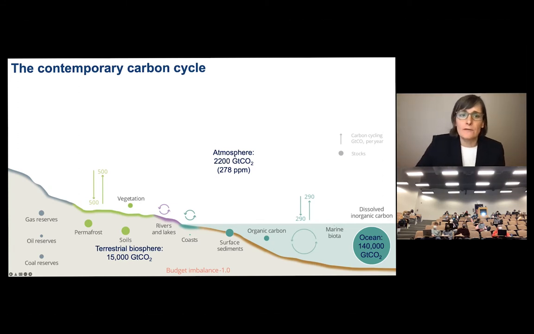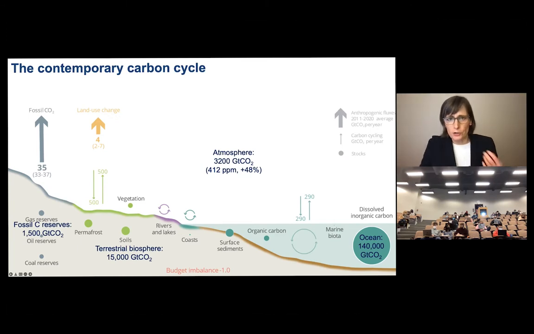So the amount of CO2 in the atmosphere pre-industrial was equivalent to that number here. You see 2,200 billion tons of CO2, equivalent to 278 parts per million, if you've heard that number before. The ocean stores 50 times more carbon pre-industrially than the atmosphere. So it's a vast amount of carbon stored in the ocean, and the terrestrial biosphere stored about 7-8 times. So that includes soils and everything.